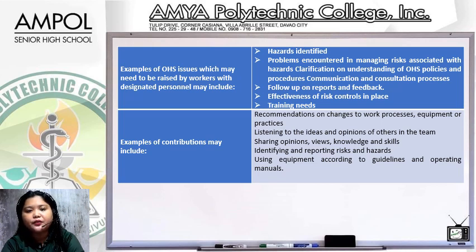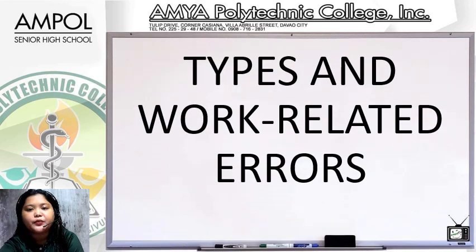And then also we have examples of contributions. We have recommendations on changes to work processes, equipment or practices, listening to the ideas and opinions of others in the team, sharing opinions, views, knowledge, and skills, identifying and reporting risks and hazards, and using equipment according to guidelines and operating manuals. And then next, we are going to proceed with the types of work-related errors.